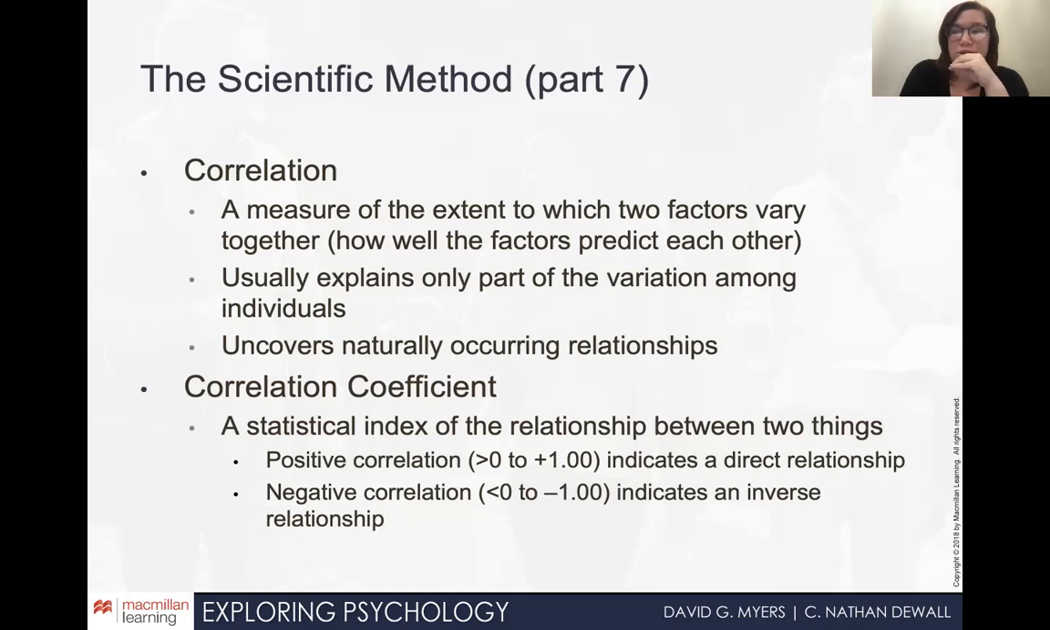So a positive correlation is greater than 0 up to positive 1, which indicates a direct relationship. So as one thing increases, the other increases, right? So as time increases, height increases. Or a negative correlation, which is below 0 to -1, and indicates an inverse relationship. As one increases, the other decreases, and vice versa. So with a positive correlation, you'll see a line. With a negative correlation, you'll see an X, right?